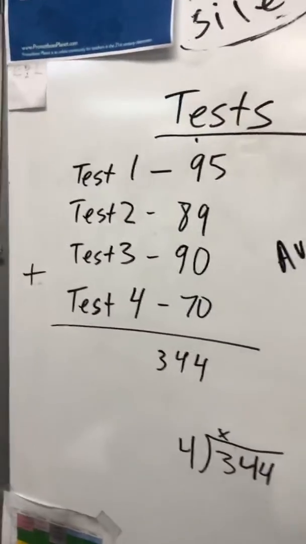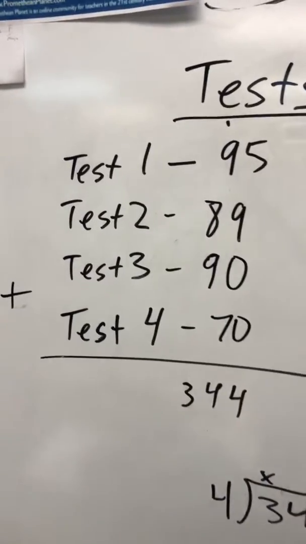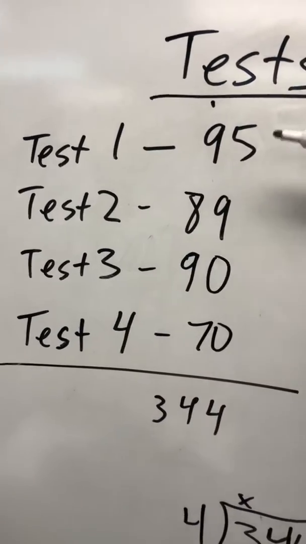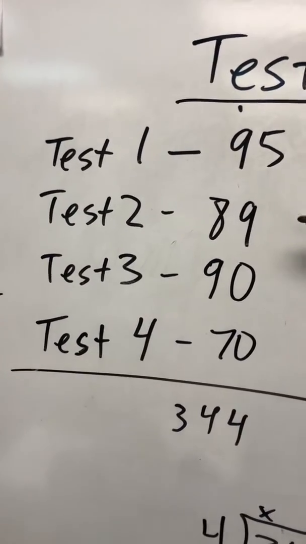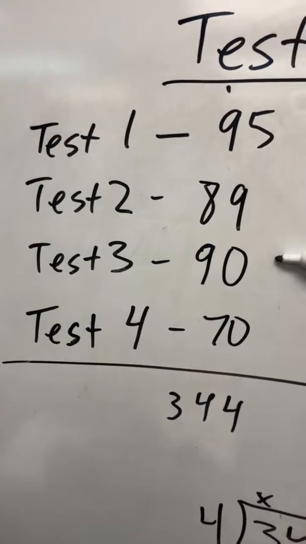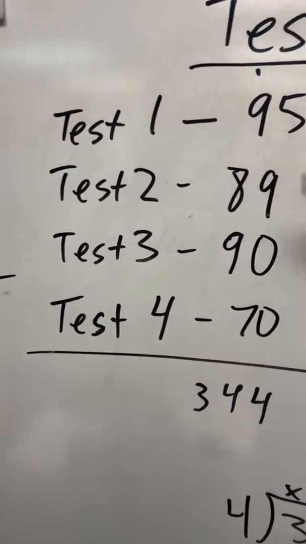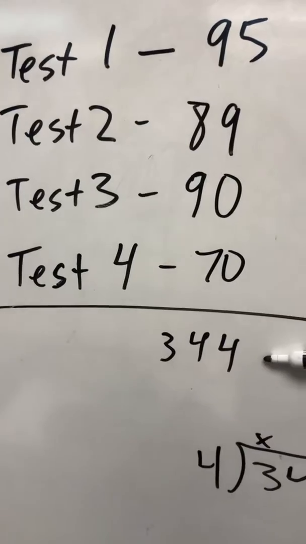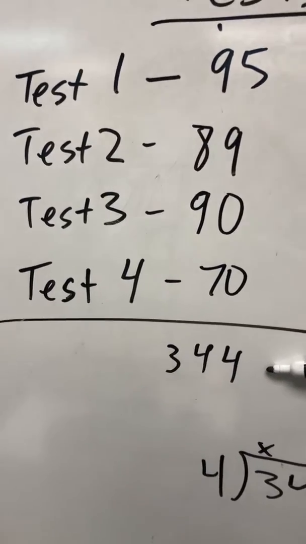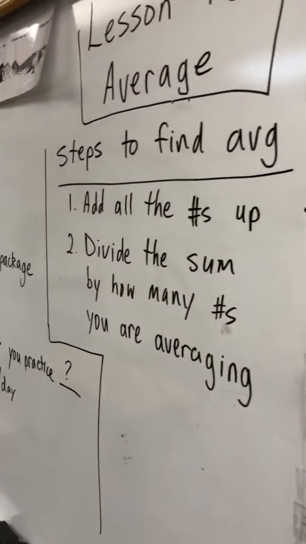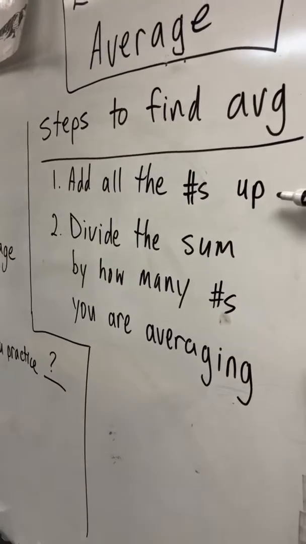Okay, so first you add them all up, test averaging, okay? You took a test. You got test one, you got a 95%. Test two, you got an 89%, 90%, 70%. Add all that up. I already did it. 344. Okay, so that's step one, right? Add up all the numbers.